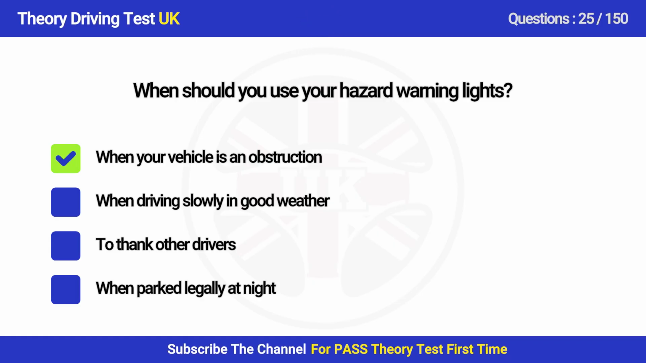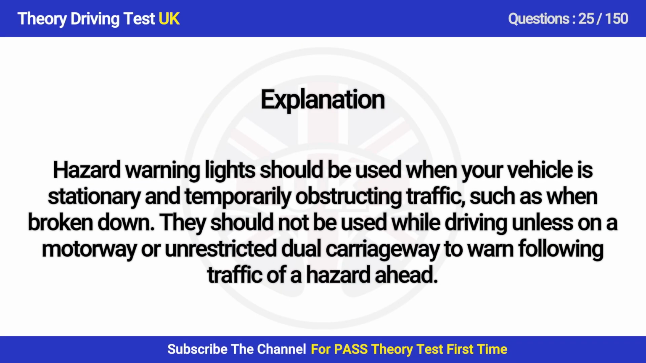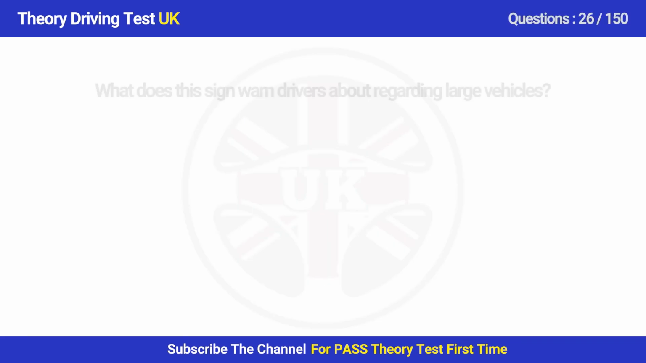Answer is A. When your vehicle is an obstruction. Hazard warning lights should be used when your vehicle is stationary and temporarily obstructing traffic, such as when broken down. They should not be used while driving unless on a motorway or unrestricted dual carriageway to warn following traffic of a hazard ahead.